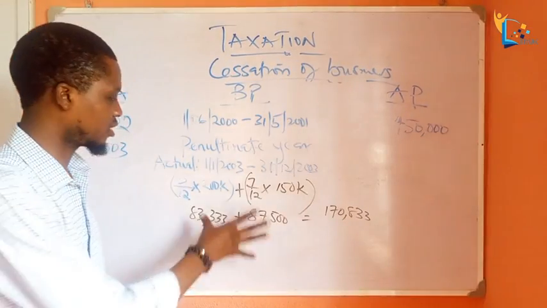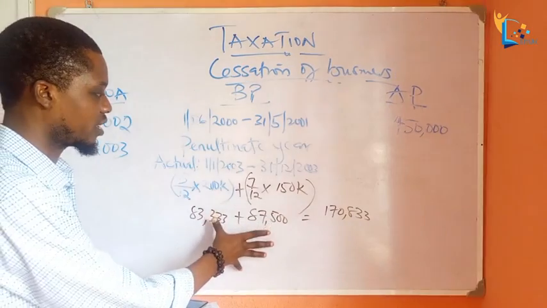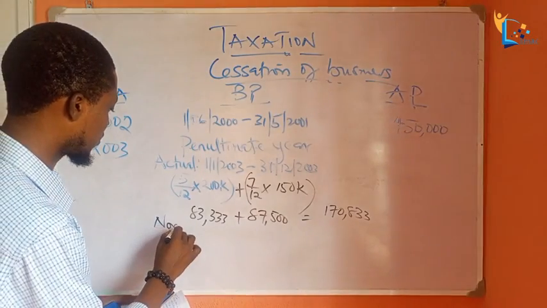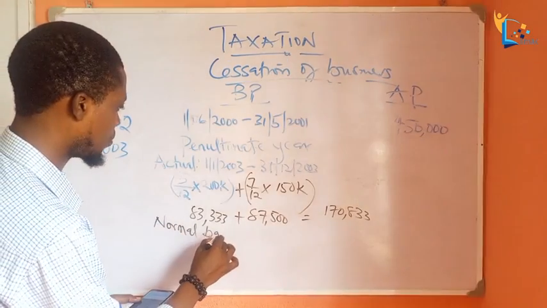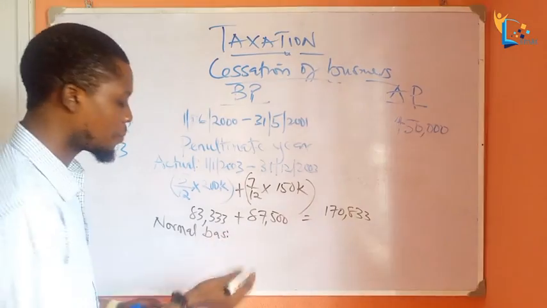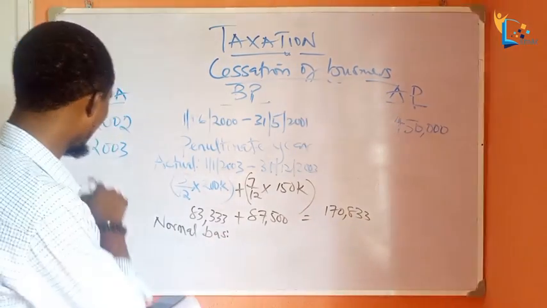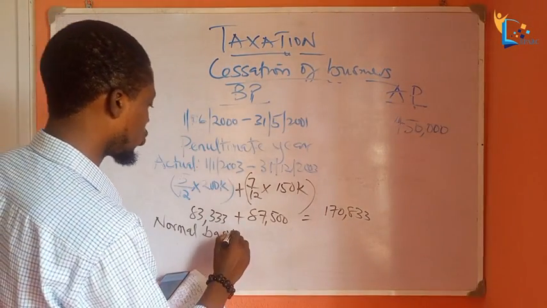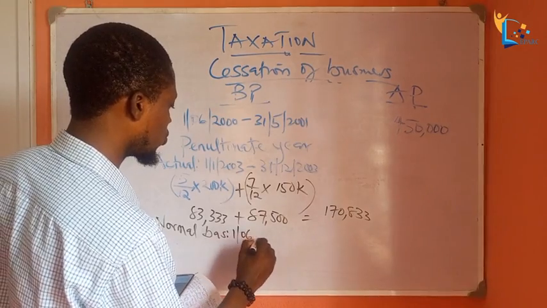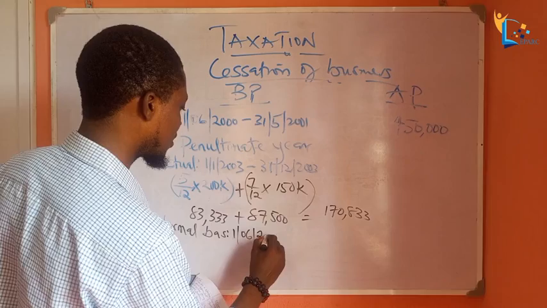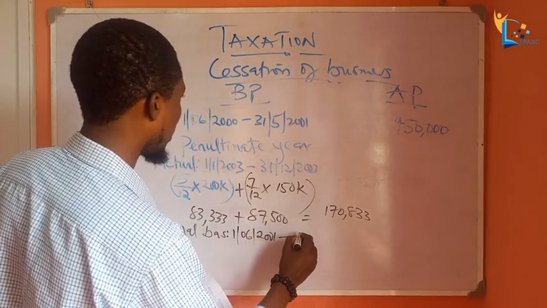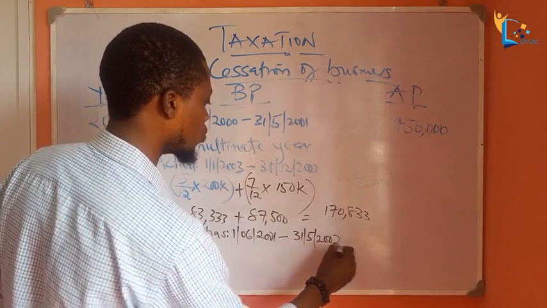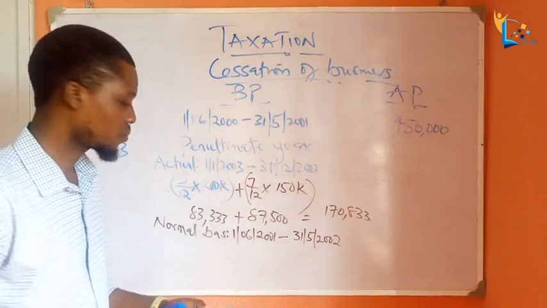All right, are we together? This is for the penultimate year, on the actual basis. Now let's do the normal basis. Normal basis is the preceding year basis. 2003. So we'll have 1st of June 2001 to 31st of May 2002. Are we together?